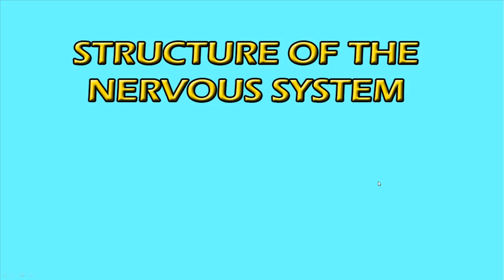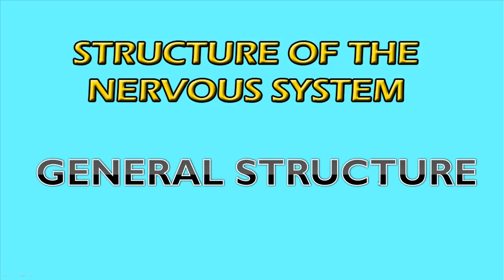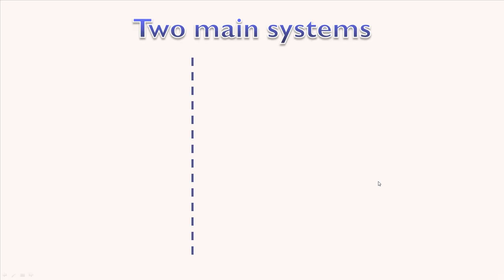Hi, my name is Tom, and today I'll be talking to you about the structure of the nervous system, and more specifically, I'll be talking about the general structure. So, we can think about the general structure of the nervous system in two main ways.